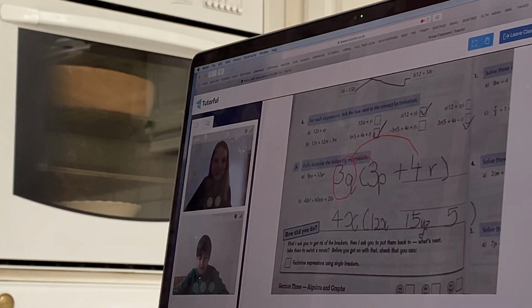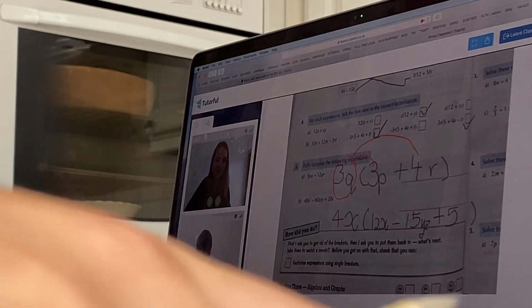Okay, and the last step is to make sure we fill in the signs between them. So we need what goes between the 12 and the 15 and what goes between the 15 and the 5. Between the 12 and 15 will be subtract. Yeah, subtract, good. And between the 15 and 5 will be add. Perfect. Exactly right. Okay, good. So that's everything for factorizing.